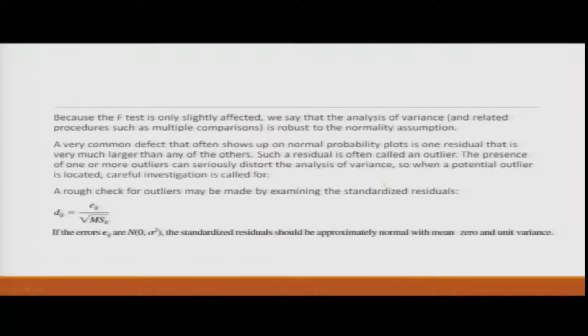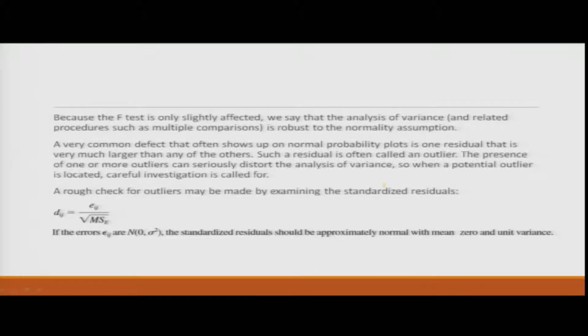Because the F test, the F distribution test, is only slightly affected, we say that the analysis of variance and related procedures such as the multiple comparison are robust to the normality assumption. A very common defect that often shows up on normal probability plots is one residual that is very much larger than the others. Such a residual is also called an outlier. That means the actual value is very high or very low. The presence of one or more outliers can seriously distort the analysis of variance. So, when a potential outlier is located, careful investigation should be carried out.